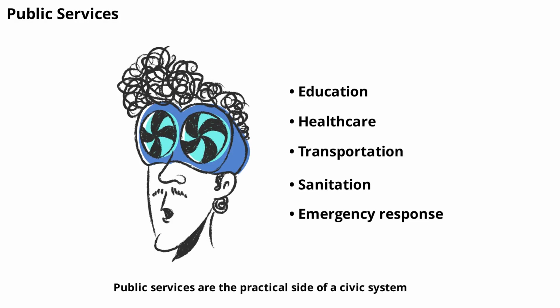Public services are the practical side of a civic system. These are the programs and resources provided by government and public agencies to meet the needs of the community. Examples include education, healthcare, transportation, sanitation, and emergency response. Public services are funded through taxes and managed by various institutions. They play a crucial role in ensuring quality of life, promoting equity, and supporting economic development. Access to reliable public services is a key indicator of a healthy civic system and a well-functioning society.